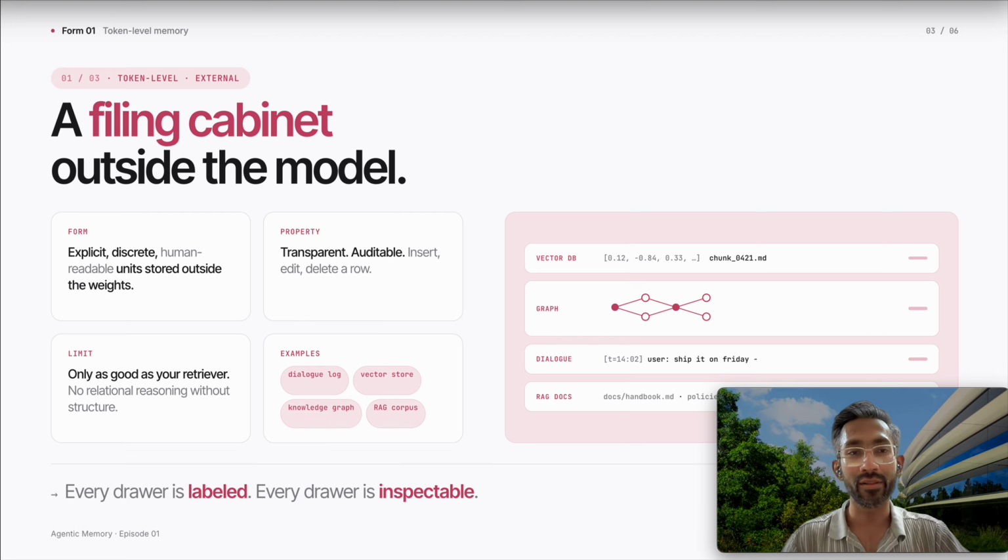One concrete example of this memory is when you upload a document, a PDF, to ChatGPT, and it answers questions from it. That's external memory. The document lives outside the model, gets retrieved when relevant, and is injected into the context. One of the key trade-offs of this memory: it's highly transparent and easy to update, but only as good as your retrieval. If retrieval fails, the memory might as well not exist.